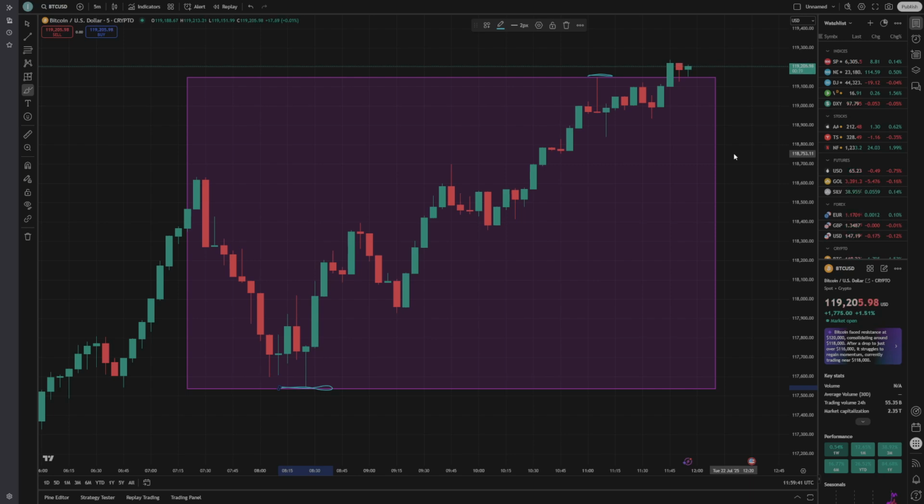White check mark emoji, be patient. White check mark emoji, be selective. White check mark emoji, be disciplined. White check mark emoji, let the market come to you.